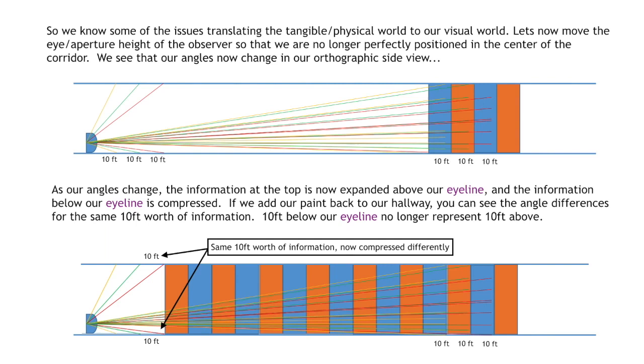So as our angles change, the information at the top is now expanded above our eye line, and the information below our eye line is compressed. If we add our paint back to our hallway, you can see the angle differences for the same 10 feet worth of information. 10 feet below our eye line no longer represents the 10 feet above. They are no longer equal to each other. They are differentially compressed. The angles are different. The size is then viewed differently, as we'll see.